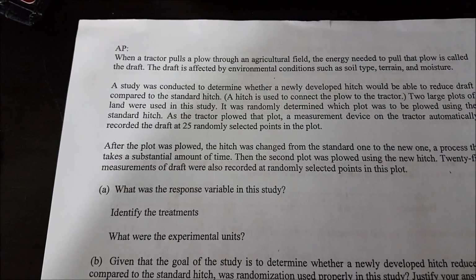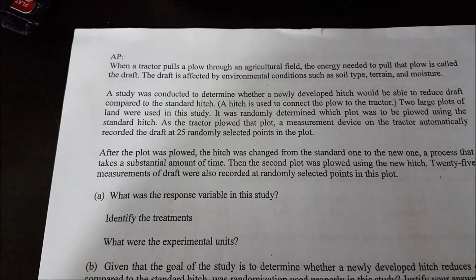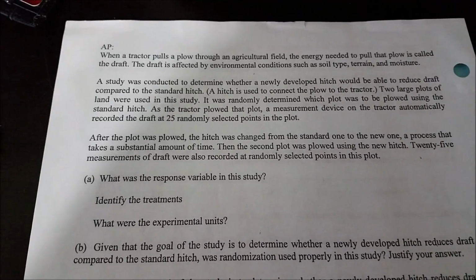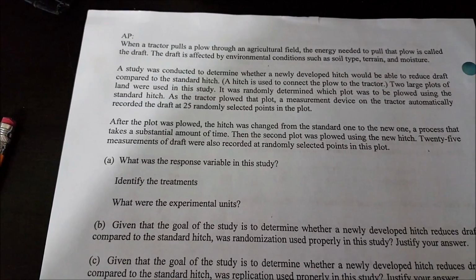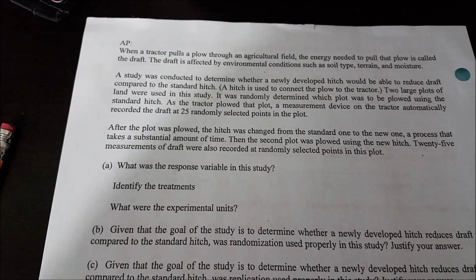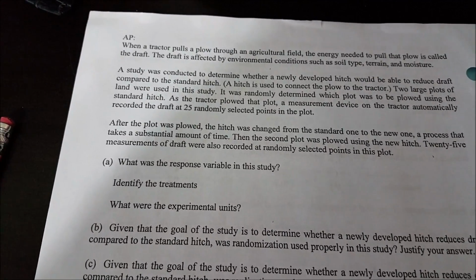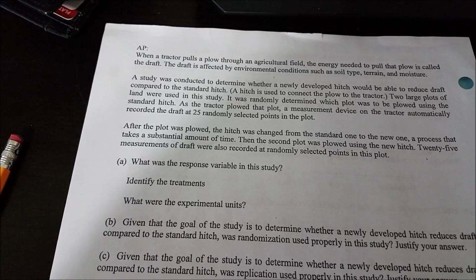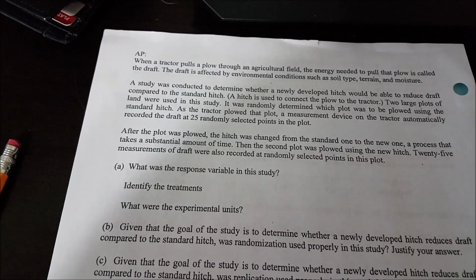Alright, this is Stats Quideo number 3, an AP question. When a tractor pulls a plow through an agricultural field, the energy needed to pull that plow is called the draft. The draft is affected by environmental conditions such as soil type, terrain, and moisture. A study was conducted to determine whether a newly developed hitch would be able to reduce draft compared to the standard hitch. A hitch is used to connect the plow to the tractor.